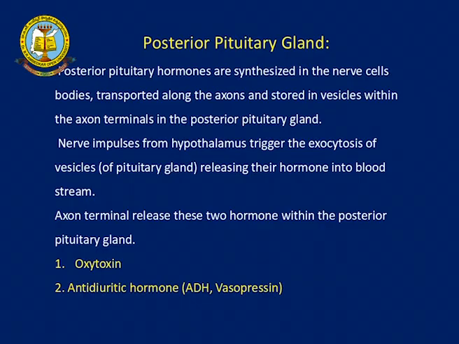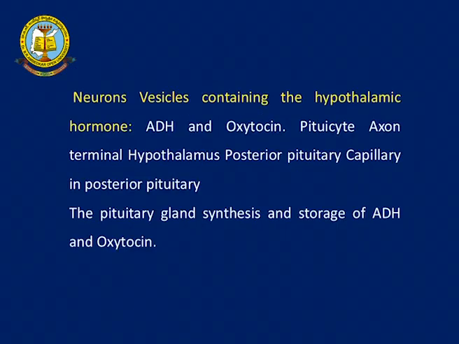So the axon terminal releases two hormones within the posterior pituitary gland. These are very popular hormones of the posterior pituitary gland: oxytocin and antidiuretic hormone ADH, also called vasopressin. Vasopressin is one of the hormones. The neuron vesicles contain the hypothalamic hormones ADH and oxytocin, in the pituitary axon terminals, and the posterior pituitary synthesizes and stores the ADH and oxytocin molecules.